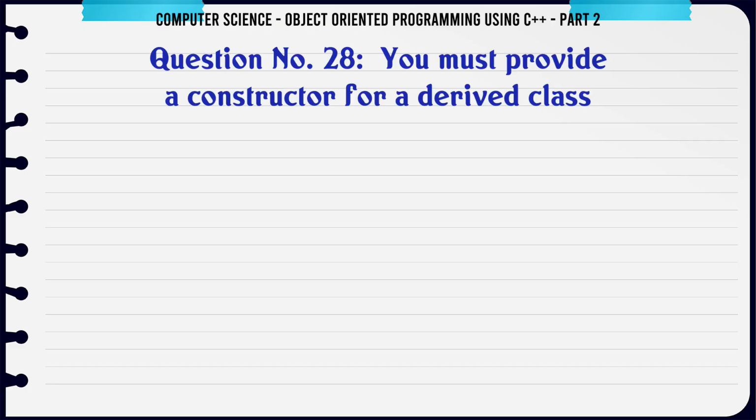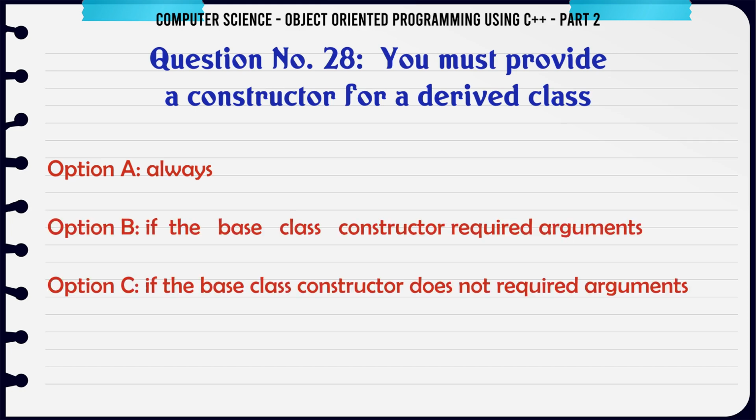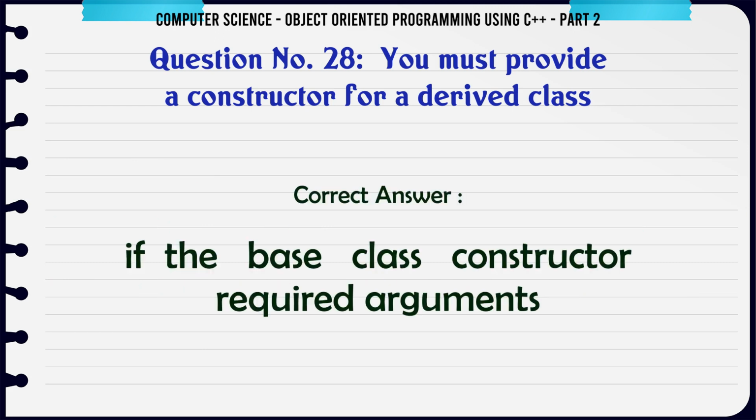You must provide a constructor for a derived class: A. Always. B. If the base class constructor requires arguments. C. If the base class constructor does not require arguments. D. Never. The correct answer is if the base class constructor requires arguments.